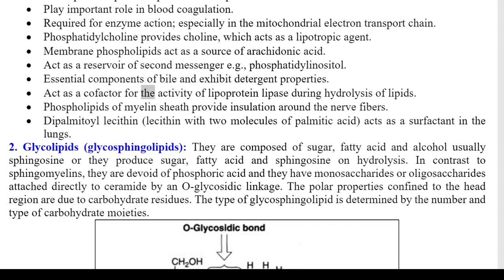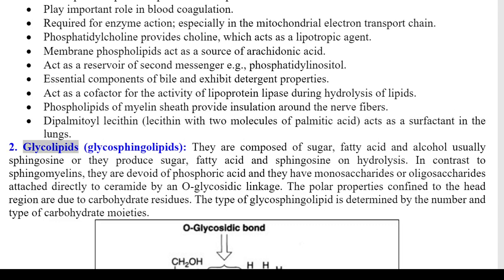They act as a cofactor for the activity of lipoprotein lipase during hydrolysis of lipids. Phospholipids of the myelin sheath provide insulation around the nerve fibers. Dipalmitoyl lecithin, lecithin with 2 molecules of palmitic acid, acts as a surfactant in the lungs.